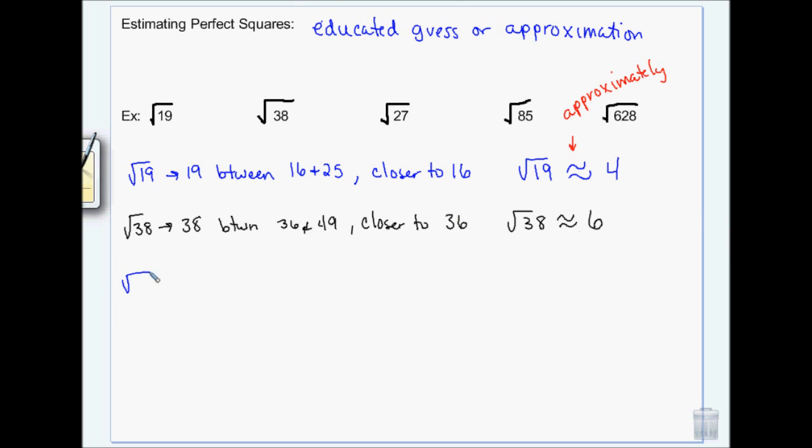Okay. Square root of 27. 25, 36. Which one do you guys think it's closer to? 25, right? Yep, so the square root of 27 is approximately 5. Do you want to do the other two, or do you think you guys have it? Got it, yeah. All right.